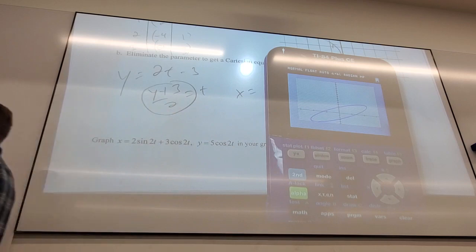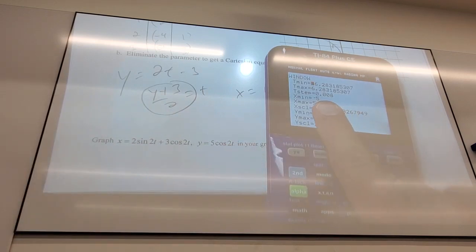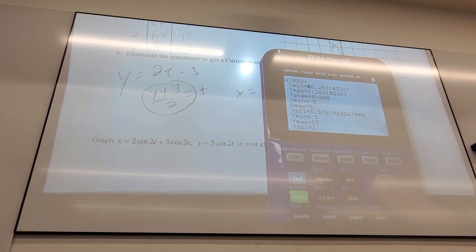Now you guys, your calculator probably graphed it a lot faster because I still have mine on crazy resolution. So if I made this point 0.5 or something, that should be plenty. Oh my God! No, maybe not. Sorry. 0.01. Let's see if that's better. Okay, that's a little better.